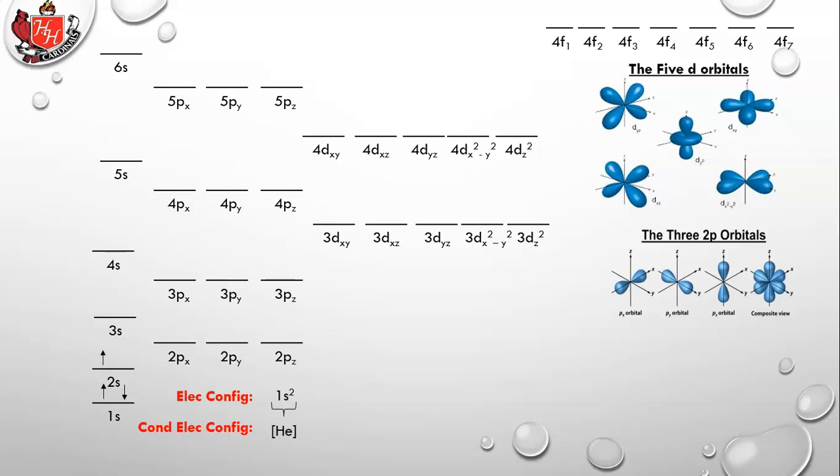Okay, now we put a third electron in. It's in the 2s orbital. That would be lithium. So there it is. That's the electron configuration for lithium. It's 1s2, 2s1. Now we're going to put a second electron in the 2s.